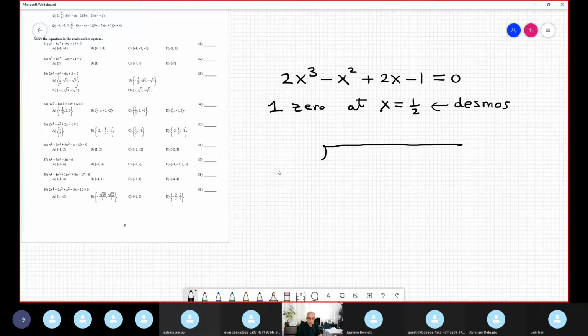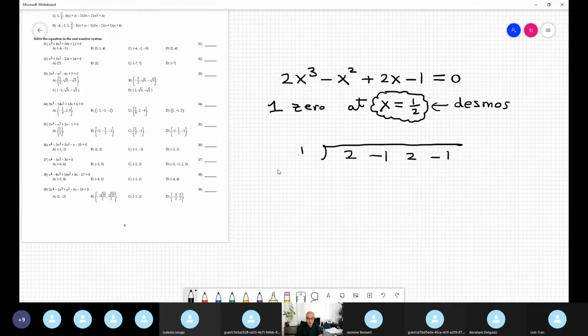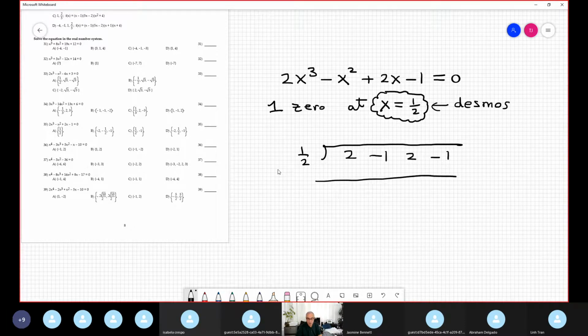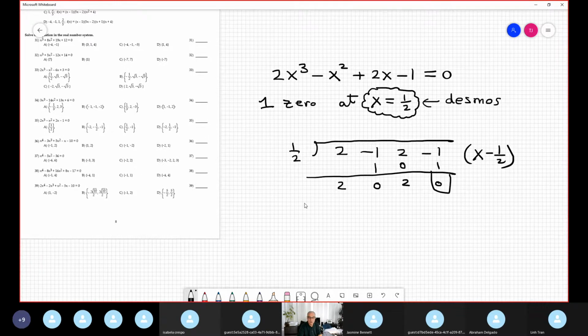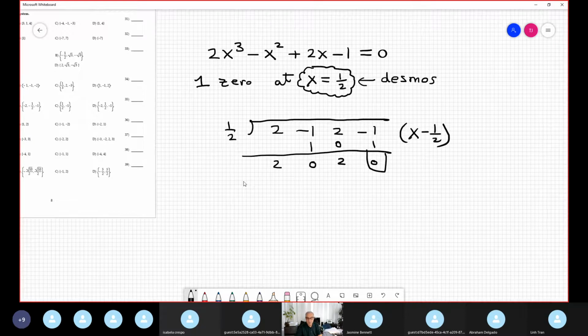So we have 2, -1, 2, and -1, no? Y I saw in decimal que my good candidate to be 0 is 1/2, positive 1/2. Bring down the 2, multiplication is 1, this is 0, multiplication is 0, this is 2, multiplication is 1, positive. 0 remainder, that means that the factor x minus 1/2 belongs to the polynomial, or the 0 is x equals 1/2.